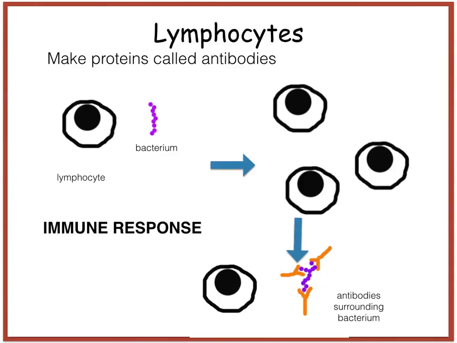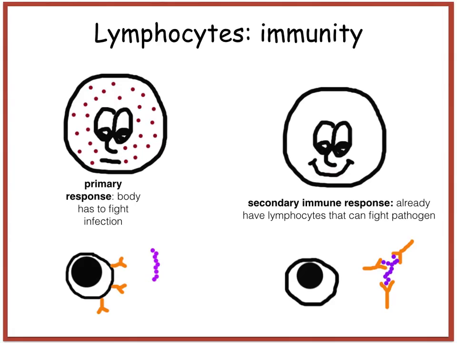Lymphocytes are a very important part of your immune system. The way in which they respond to pathogens by producing antibodies is called the immune response. After you've had a disease, for example measles, lymphocytes are ready to produce more of the appropriate antibodies if the same pathogen were to enter your body again. So this makes you immune to that particular disease.